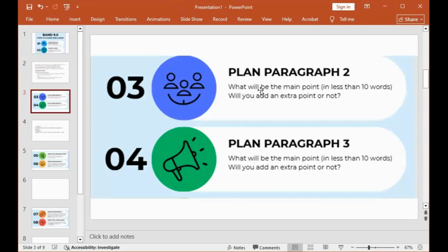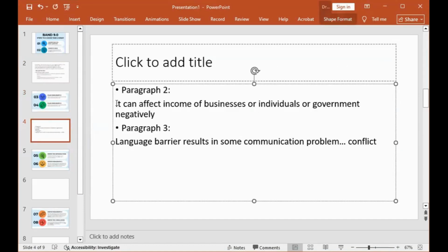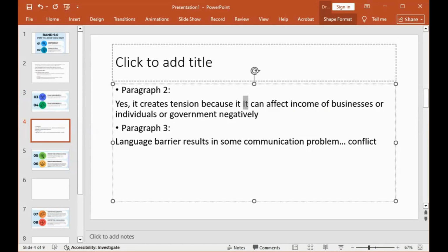Okay, so step 3 is what? Plan paragraph 2. So what would be my main points in paragraph 2? So in paragraph 2, I want to explain that, yes, it creates tension because it affects the income of businesses or individuals or government negatively. So when I start writing my essay, I'm going to pick one of these 3. I will not write all these 3 things. I will just pick one.